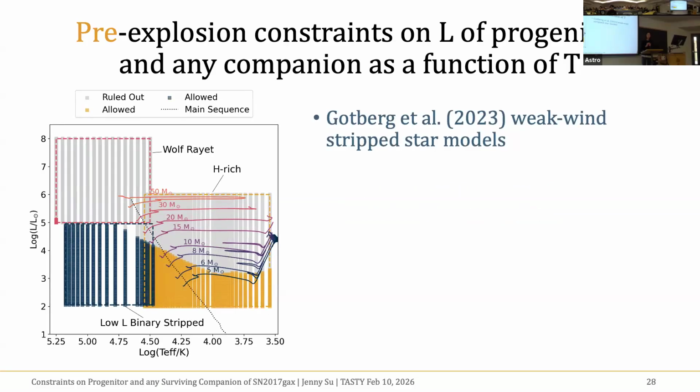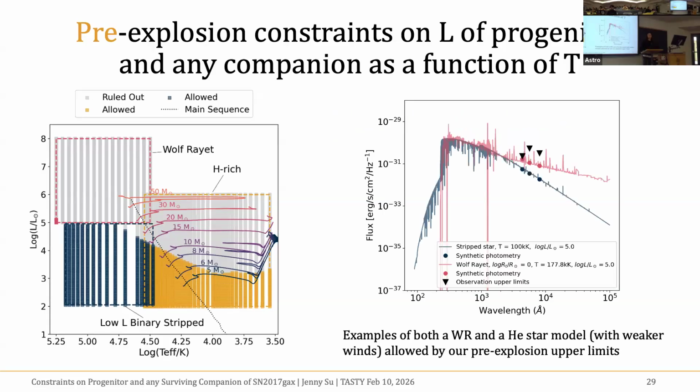Then the progenitor star could also be a helium, lower mass stripped star. For that, we use a weak wind stripped star model. You can see that most of that box is colored, meaning that there's a higher possibility that the progenitor star is a lower mass stripped star. And then here I'm just showing some example SEDs of an allowed Wolf-Rayet star and a helium star model. The dark blue is a spectrum for the helium star, and the pink is an example for the Wolf-Rayet star.